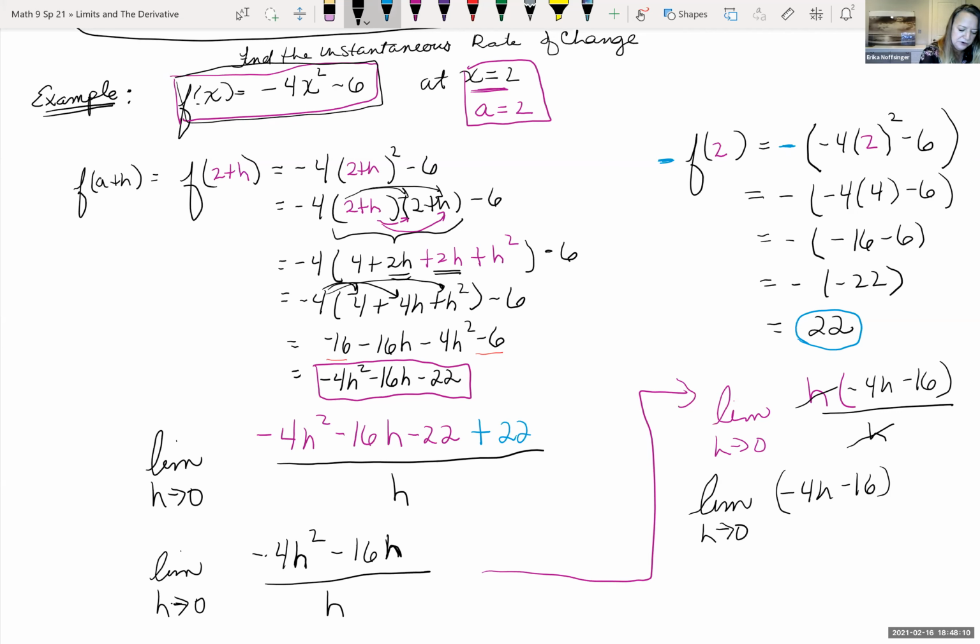Now let's go in and do our direct substitution. And so wherever you see an h, we're going to plug in 0. And so we get negative 4 times 0 minus 16. So negative 4 times 0 is 0 minus 16. So this is negative 16.